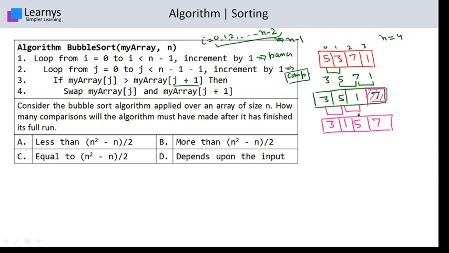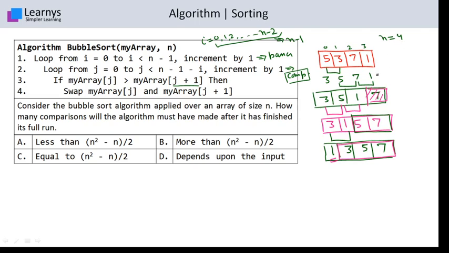Now these two elements are present at their proper place. Next we compare these two elements. Again they are not in proper order, so 1 will be here, 3 will be here, then 5 and 7. After the third pass, 3 elements are at their proper place, and 1 element remains, which must also be at its proper place. Here we considered n equal to 4. Now we can generalize it.